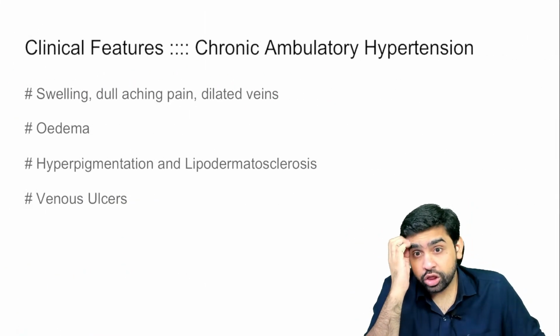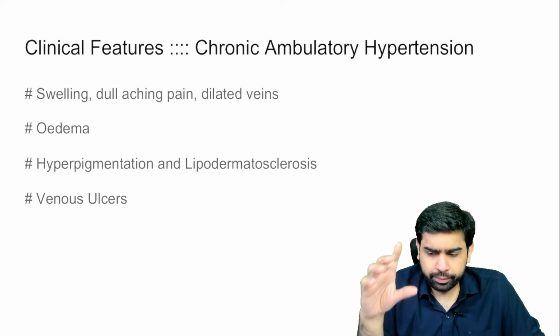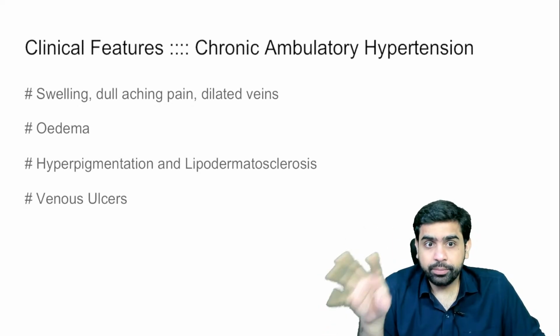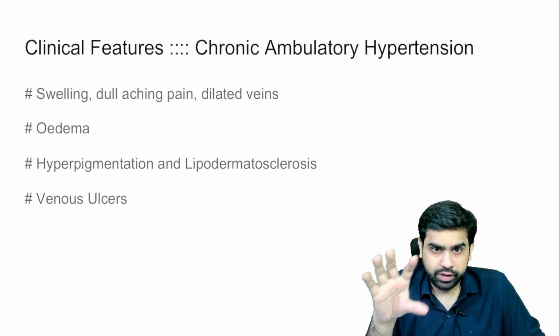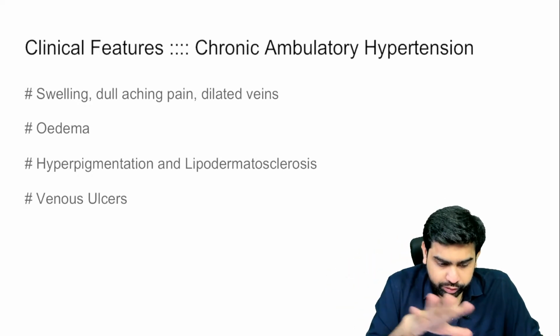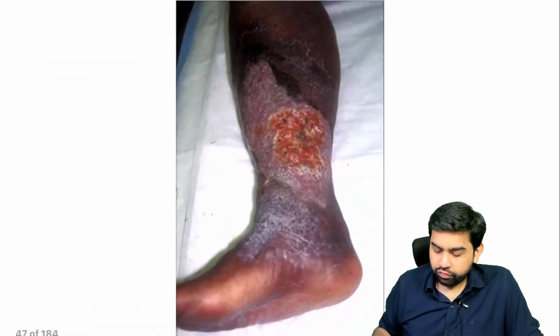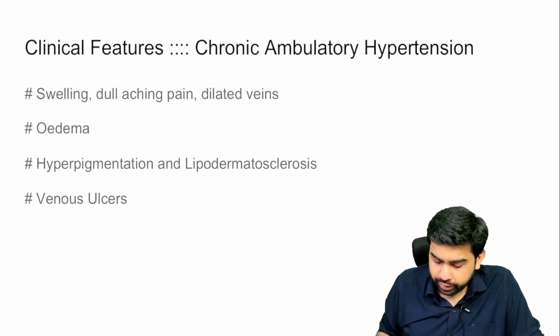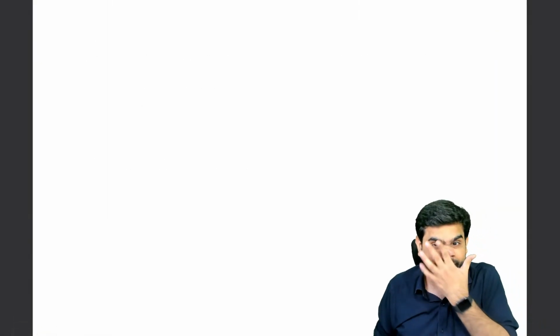What are the clinical features of these particular varicose veins? Over a period of time, what is going to happen? The patients are going to have edema, hyperpigmentation, lipodermatosclerosis, and the venous ulcers and something like that. I will take a chance to write these things for you guys. This is also going to help you understand and remember the CEAP classification in a good manner.